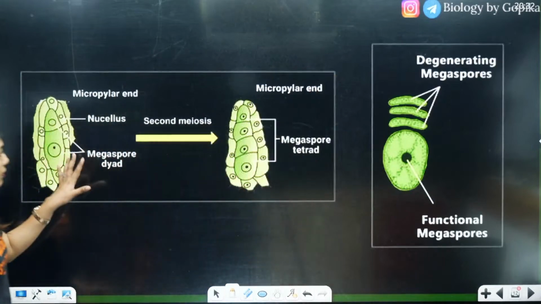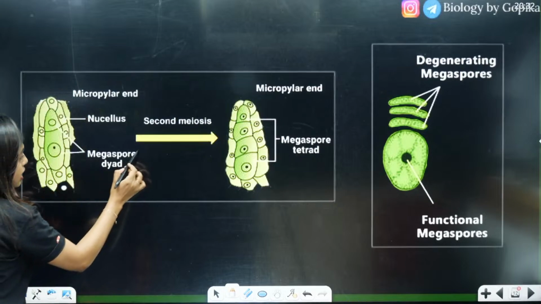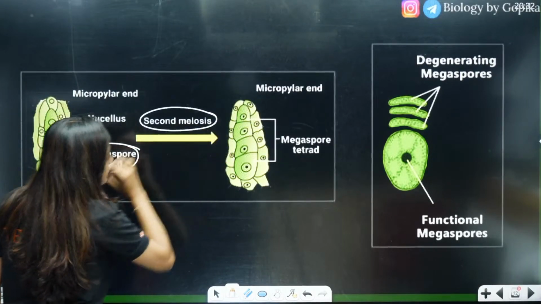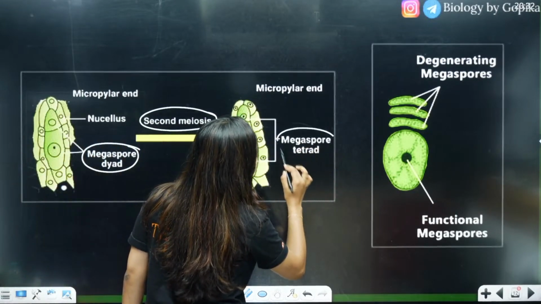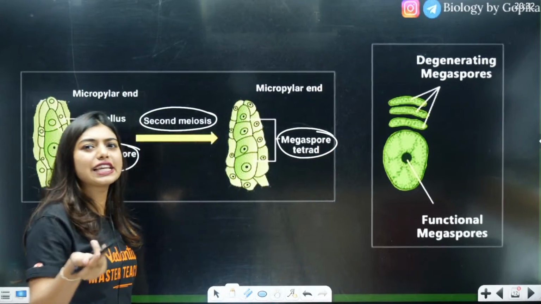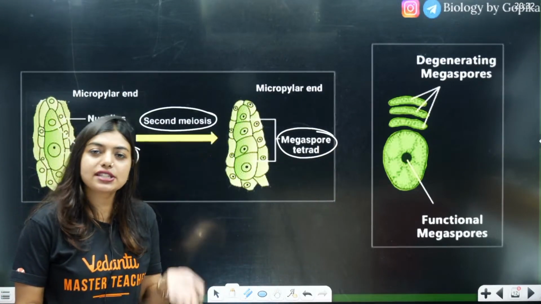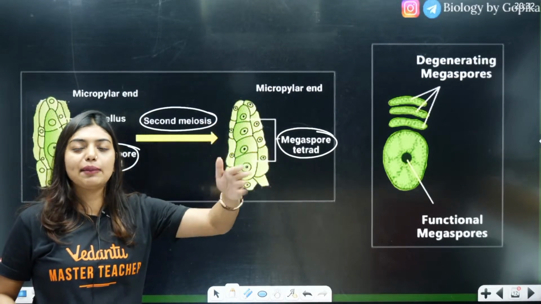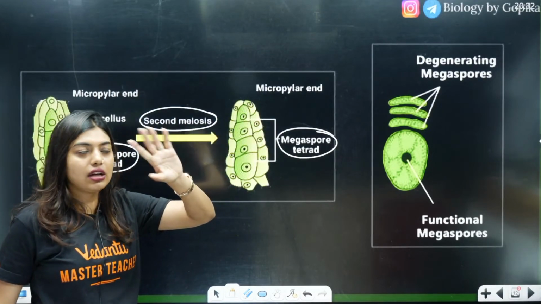Now, next one. See, the second scenario happened. From the megaspore dyad, the second meiosis happened. That led to the formation of the megaspore tetrad. Again, do you see any difference from microsporogenesis? No, ma'am, I do not see any difference. There also the same thing happened. From dyad, tetrad was formed with the help of meiosis too. Here also the same thing is happening. Any doubts so far?